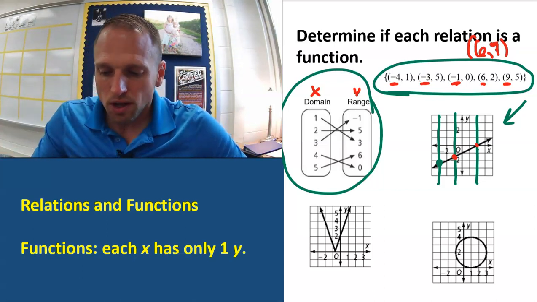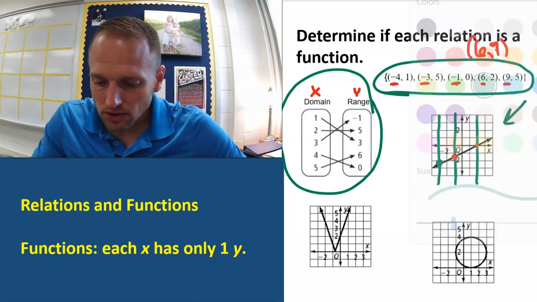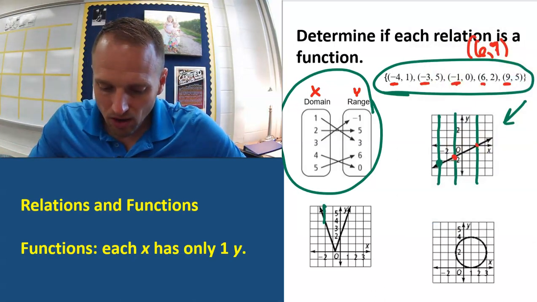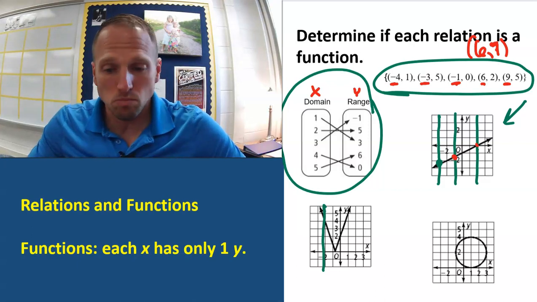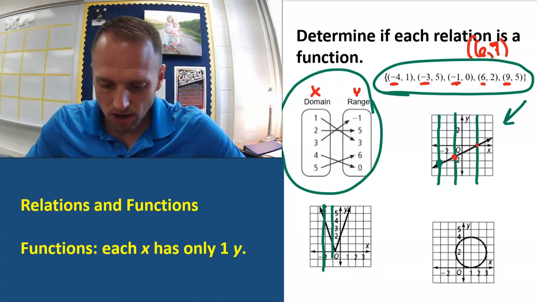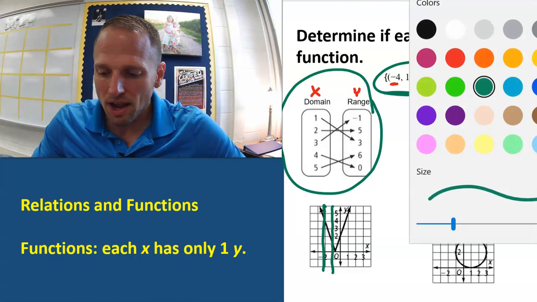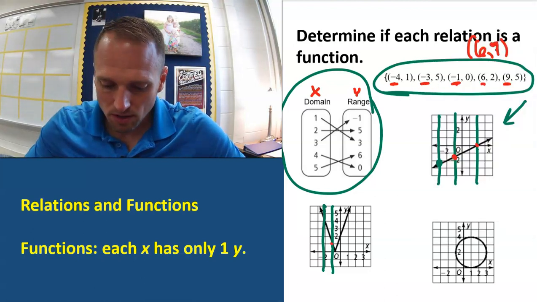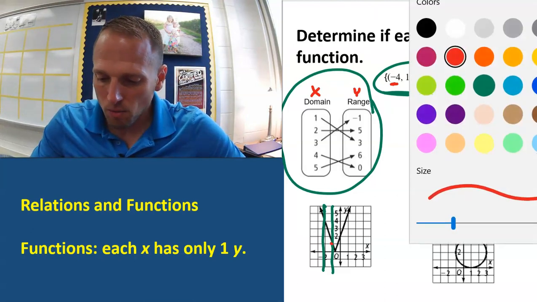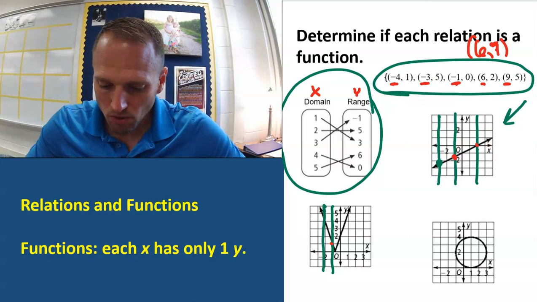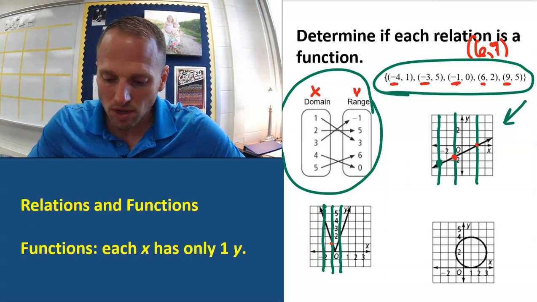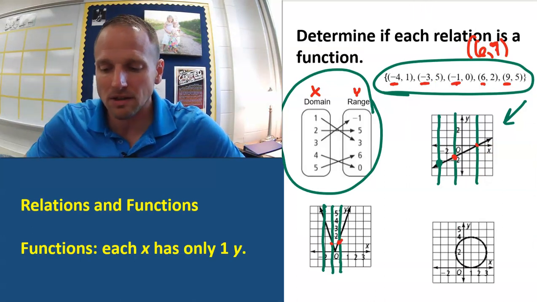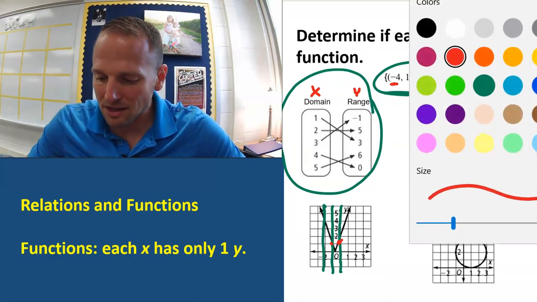Let's look at the next one. Let's do more of these vertical lines. Well, right there, only one point. Right here, only touches the graph at one point, and that's right there. How about if I do another one? What about right there? Only one point. It's only touching at one spot. Right? Let's look at the next graph.